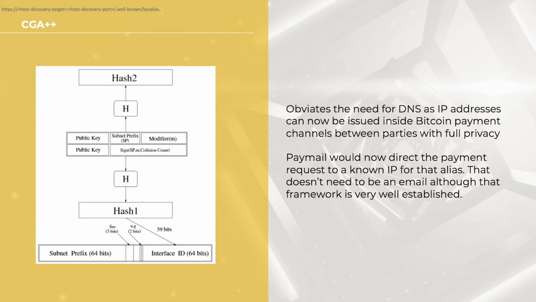So that you can, like I said, hit that known endpoint and receive that new IP address. There can be complete privacy between the two parties who have that payment channel set up. And then Paymail would now direct the payment request to that new known IP address. You can use this without using email addresses as well. You can do a lot of things within SV Alias. Paymail is, I think, the first implementation of a service using SV Alias.